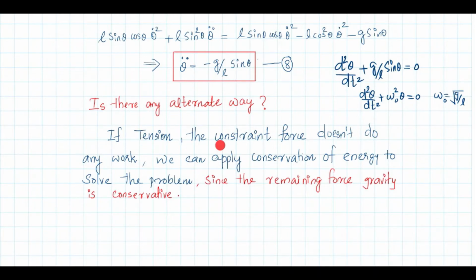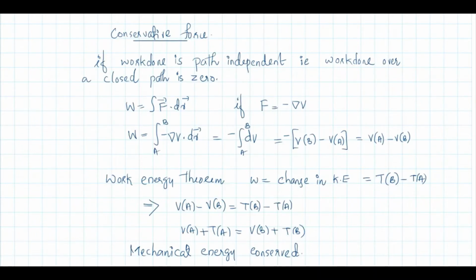If tension, the constraint force, doesn't do any work, we can apply conservation of energy to solve the problem, since the remaining force, gravity, is a conservative force. What is the meaning of conservative force? Conservative force, if the work done by a force is path independent, that is, work done over a closed path is zero. If the initial point and final point are same, work done is zero. That implies that work done is path independent.